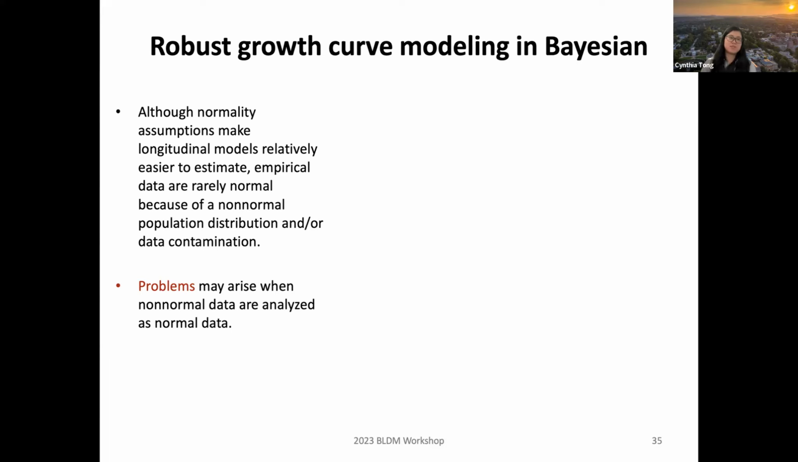Although the normality assumption makes longitudinal models relatively easier to estimate, in empirical data, they are rarely normal. Sometimes, because of a non-normal population distribution, the distribution itself is skewed, like reaction time. Or sometimes there is data contamination. There are potential outliers in the data, so your data will never be normal. When data are not normal, but you analyze them as normal data, there are problems.